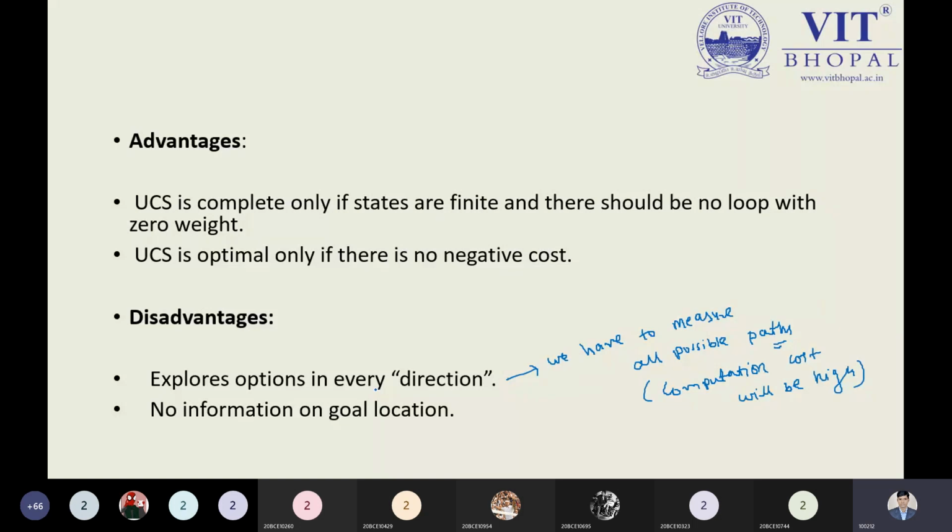So far we have discussed the advantage, it is written clearly, it is optimal, it is the best one, but only if there is no negative cost. If you have a negative cost, definitely it will go into the drawback. So what we have seen so far are the three important uninformed search mechanisms: BFS, DFS, and UCS. These three searching mechanisms are clear to all. Or anyone who needs to ask any questions, please ask. Yes, sir.